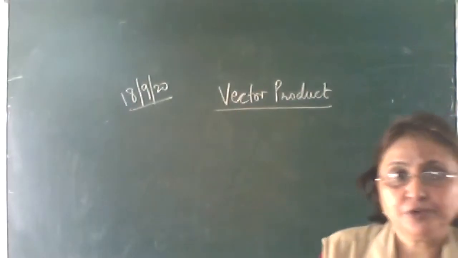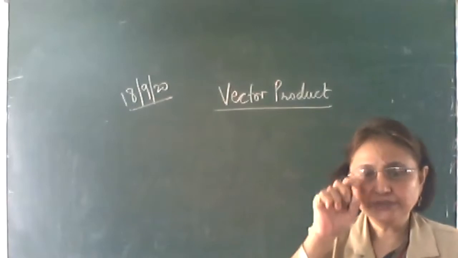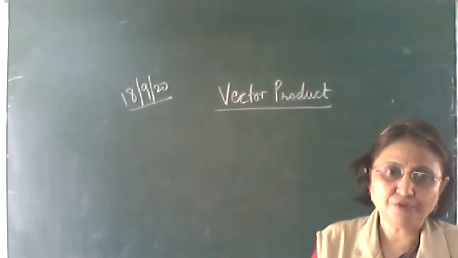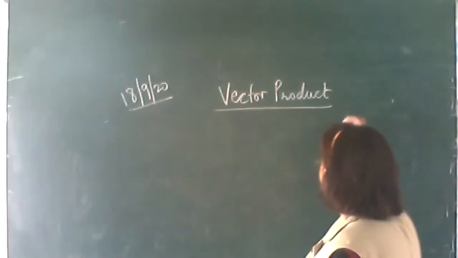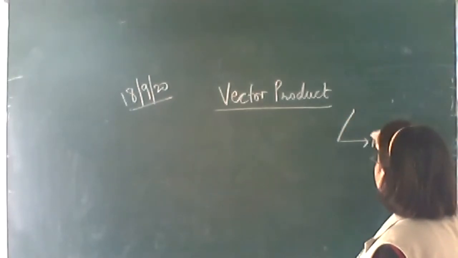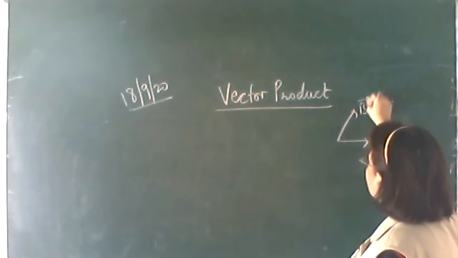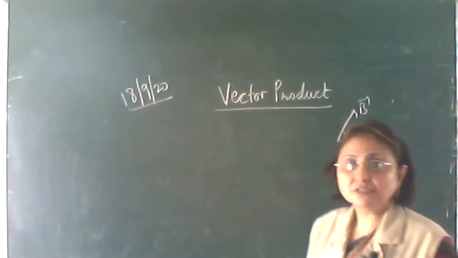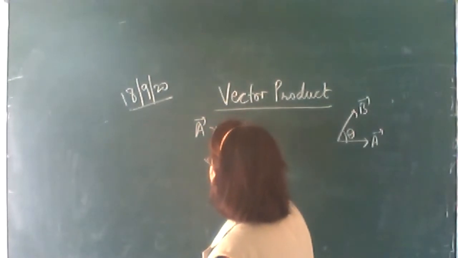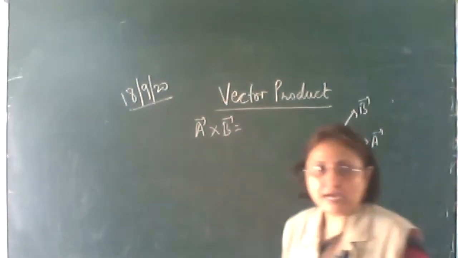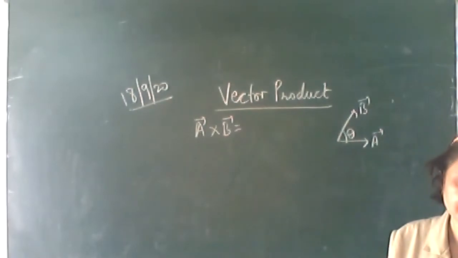Okay, so scalar product we have discussed yesterday. Today, vector product. Two vectors are multiplied and the product is a vector quantity. Let the two vectors be A and B, which are making an angle theta with each other. So their cross product or the vector product, A cross B vector, has some magnitude as well as direction.